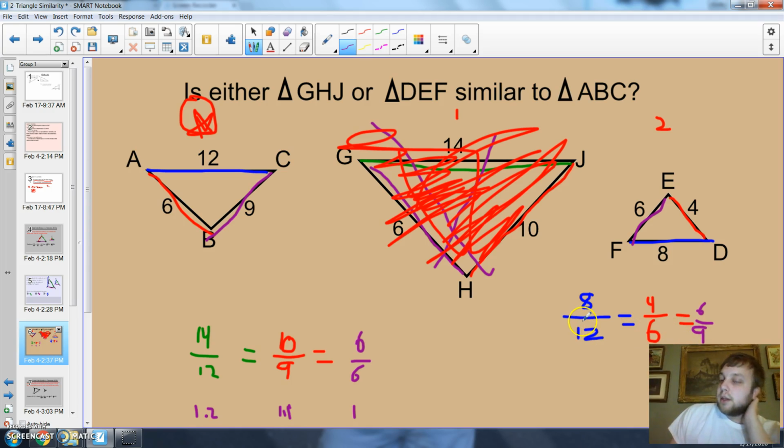Alright, 8 over 12. If I type that in my calculator, I should get 0.66 repeating. 4 over 6 is 0.66 repeating. And 6 over 9 is 0.66 repeating. So this guy is similar. I'll put an E on there just to tick people off. That's not how it's spelled, just so you know.